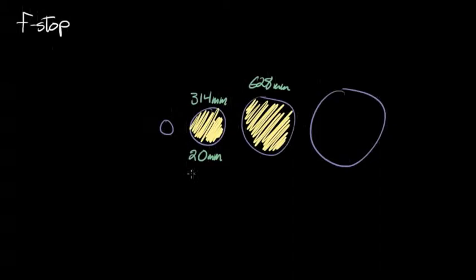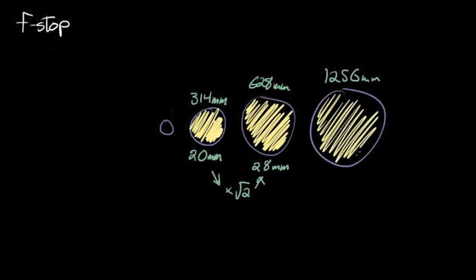But what about the diameter of the aperture? Is that doubling too? No, it turns out in order to double the area of the aperture, we need to multiply the diameter of the aperture by the square root of 2. This will end up doubling the area of the aperture. So then if we want to go up to the next aperture size, we're going to double the area again, because this is going to let in, again, double the amount of light as the previous aperture size.